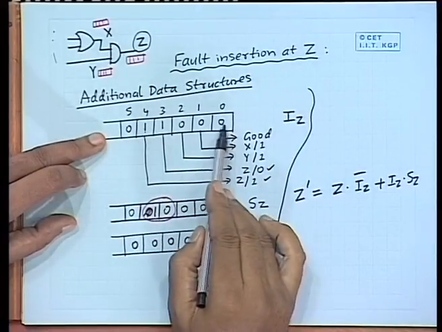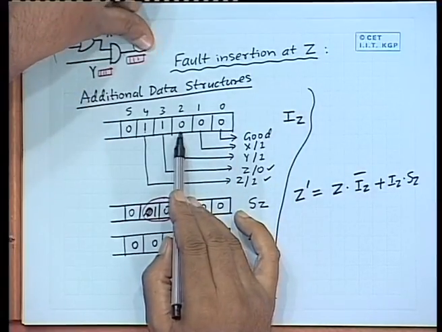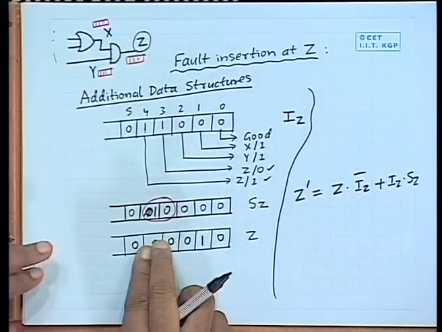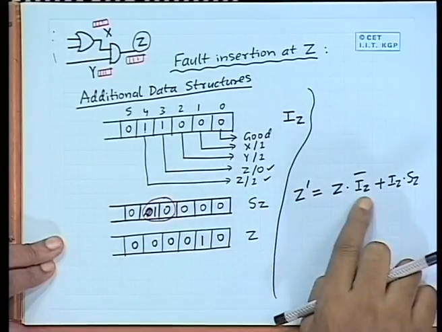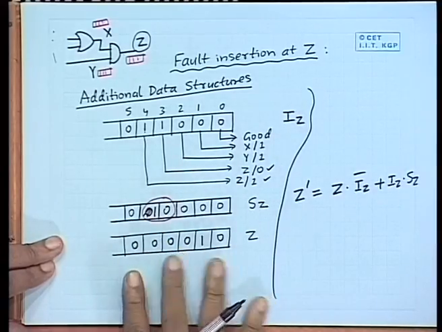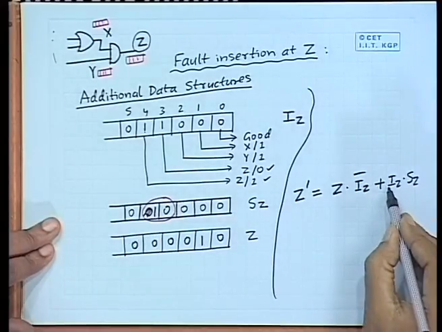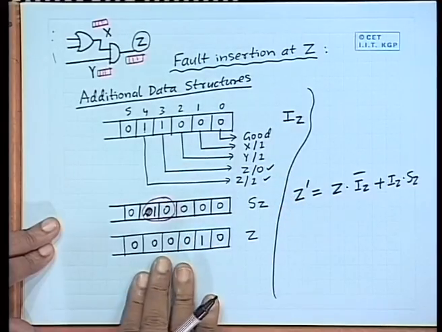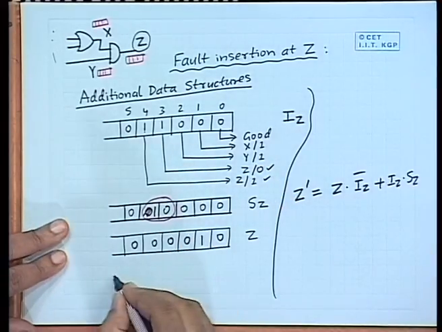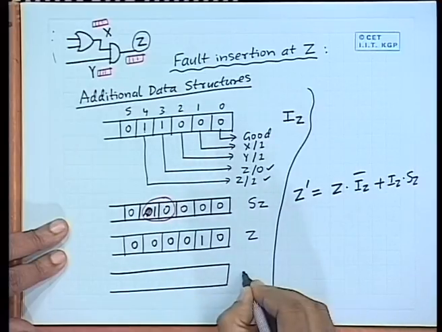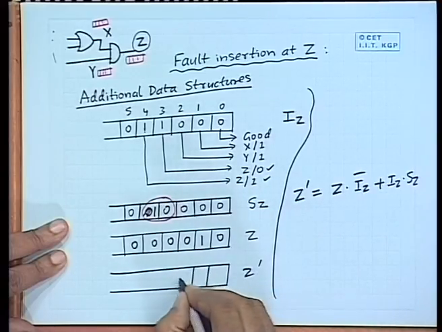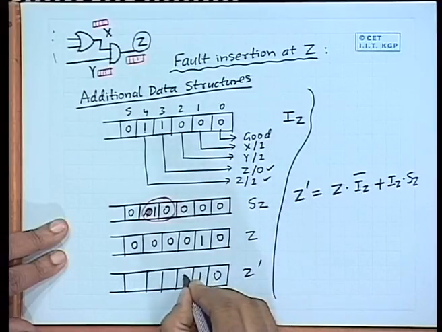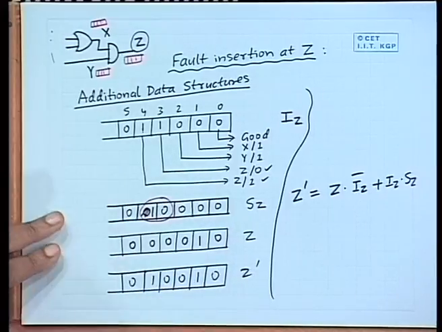Other than these faults, all the other faults. So, ignoring fault on z, you take out only those 2 bit positions from z and retain all other bit positions as it is. For those 2 bit positions, you AND I z with S z, which is stuck at 1, which is stuck at 0, and insert it there. So, if you do this, z dash will become 0, 1, 0, 0, 1, 0.